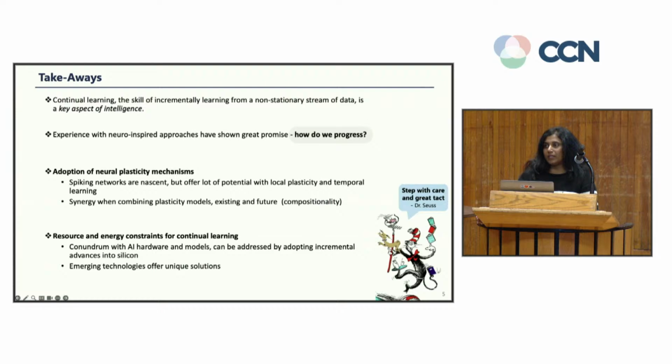So there are ways in which we can adopt these plasticity mechanisms incrementally in both machine learning models and spiking neural networks. And I think Matthias mentioned in his keynote that there is a lot of compositionality, or compositional models, that researchers are looking at. So maybe by combining different types of mechanisms, especially plasticity mechanisms, there is a way to get better continual learning models. And perhaps by adopting incremental advances into silicon, we may be able to build better AI hardware and systems.